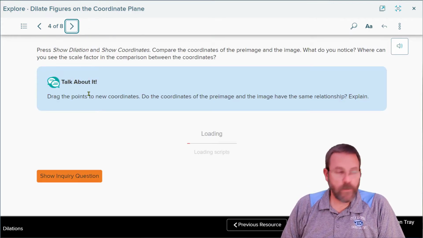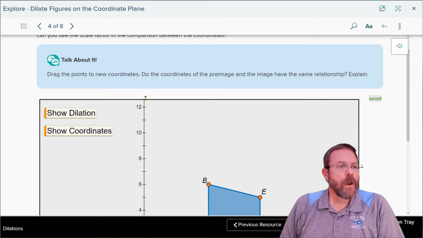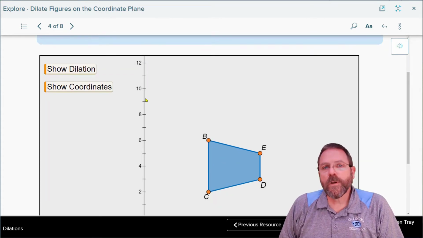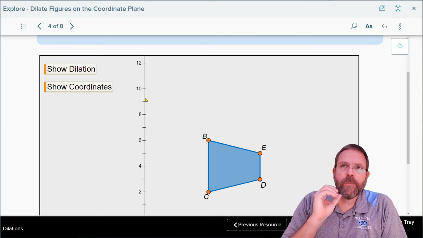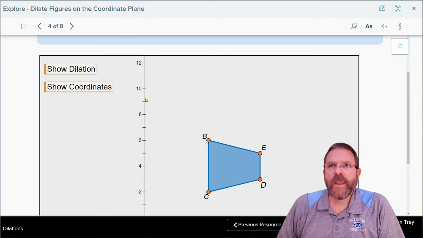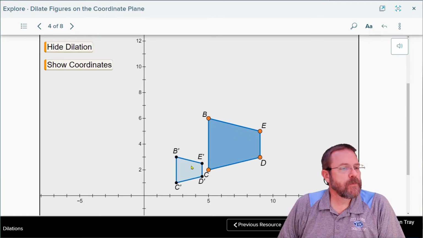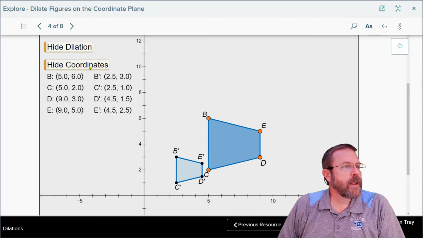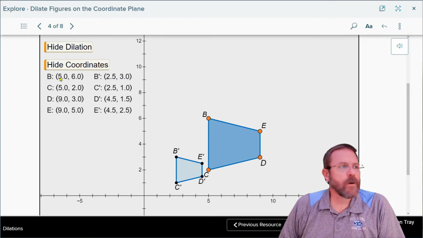Next, we're going to take a look at, it says show the dilation to show the coordinates, drag points to move. Alright, what we're going to do now is I want you to focus on what happens to the coordinates. Now remember, we multiplied by a scale factor of 0.5, meaning we halve the size of the image. If we show the dilation, it's right there, but I want you to look at what happened to the coordinates. The coordinates ended up becoming half of what they were.